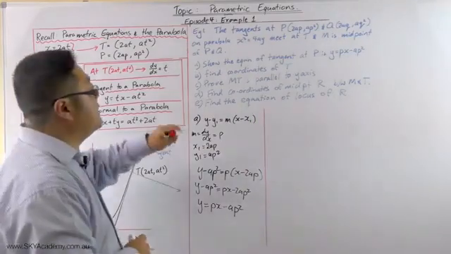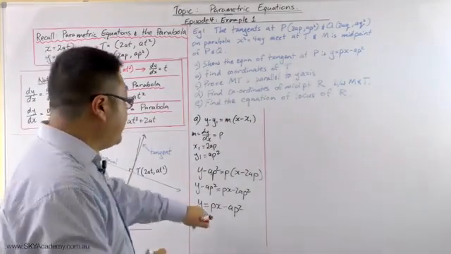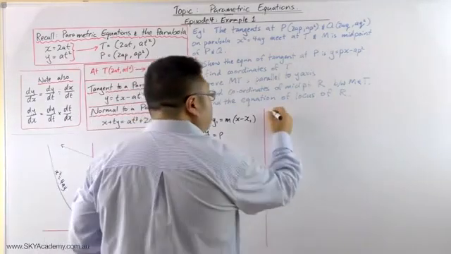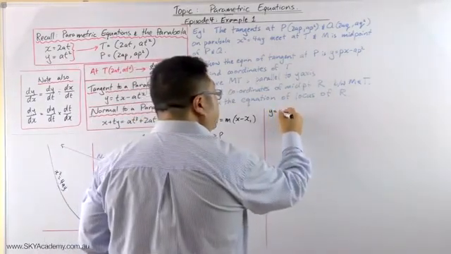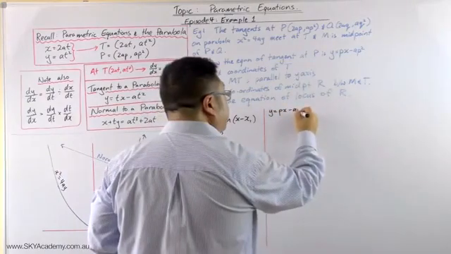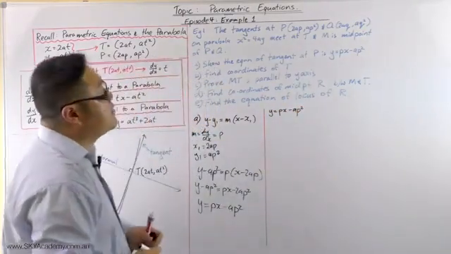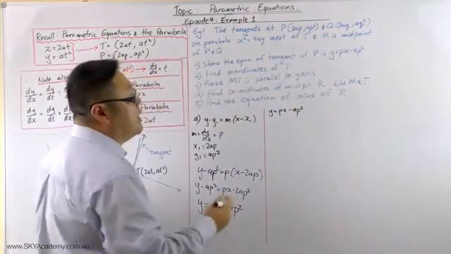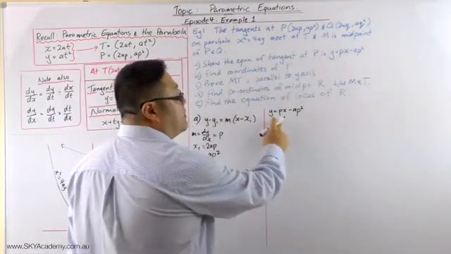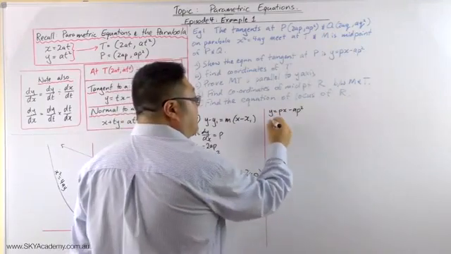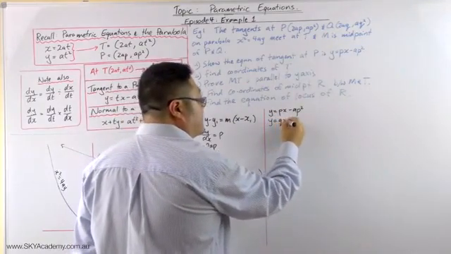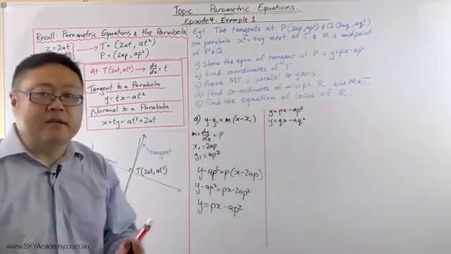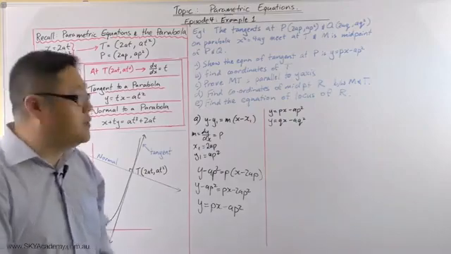Let's do part B. It says find the coordinates of T. Now, if the tangent at P is y equals px minus ap squared, what do you think the equation of the tangent at Q is going to be? Well, it'll be exactly the same, but instead of p's, you'll have q's, right? So y equals qx minus aq squared. So basically we need to mind our p's and q's.